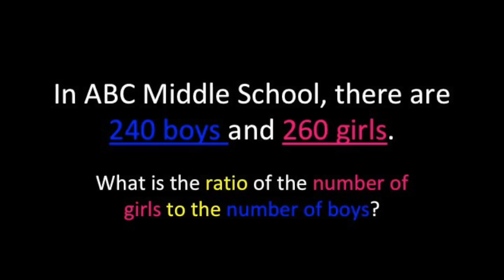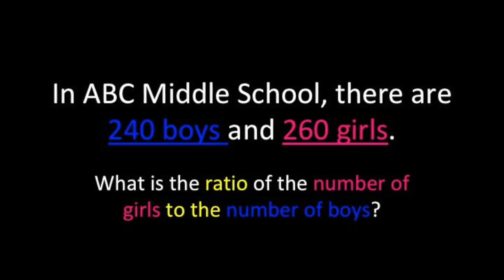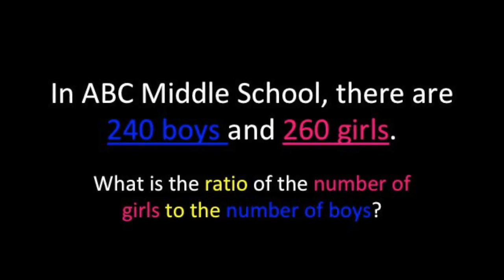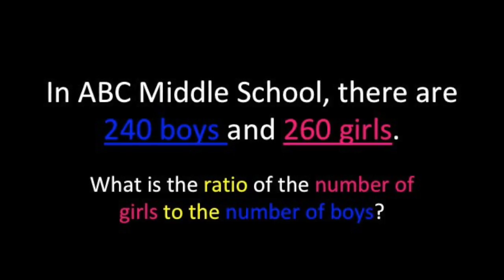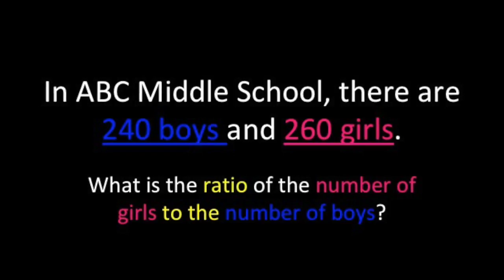So when looking at word problems, we need to remember that we only need the important information. Sometimes in word problems there's a lot of fluff information. In our word problem today, it's pretty short, so we don't have a lot of fluff information, but there's still information that's not needed. Such as, do we need to know that it's ABC Middle School? No, we don't. We need to know the number of boys and the number of girls. So there are 240 boys and 260 girls.